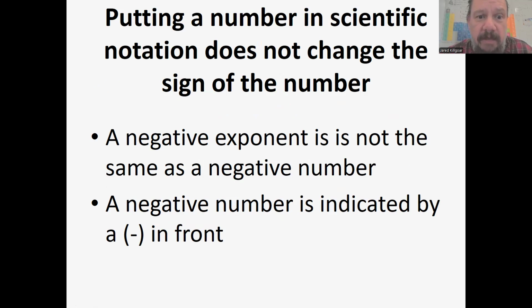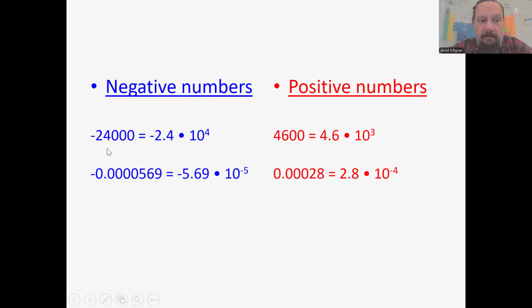Putting a number in scientific notation does not change the sign of the number. A negative exponent is not the same as a negative number. We put a negative sign in front of the number to make it negative. So these are negative numbers because they have a negative sign in front of them. Here's a number less than -1. Here's a negative decimal. So that's why the power is negative.